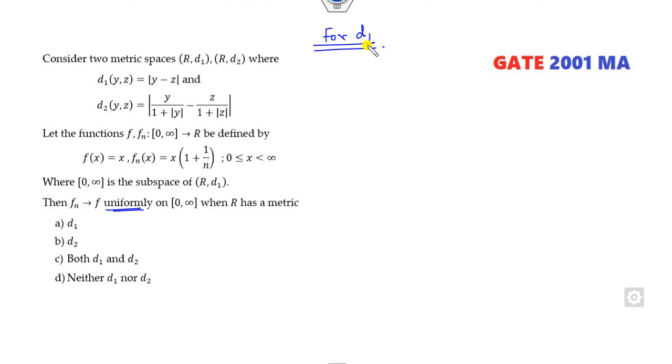That's again very simple. You can start with this. What is fx? This is x. This is fn, x into 1 plus here. So clearly if you take the limit of fn, it is f, because it's x. It means fn converges to f pointwise. Fine. Then you can define the metric over here, which is convergent uniformly.